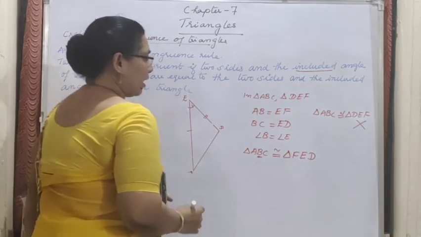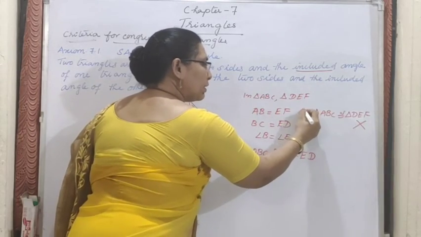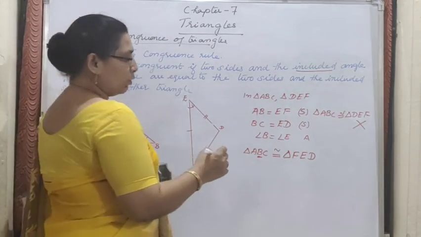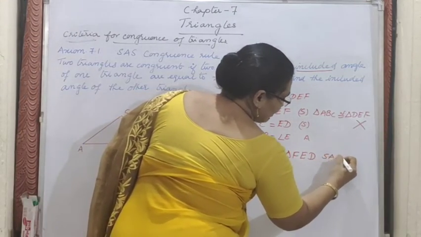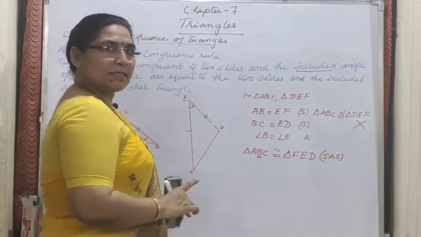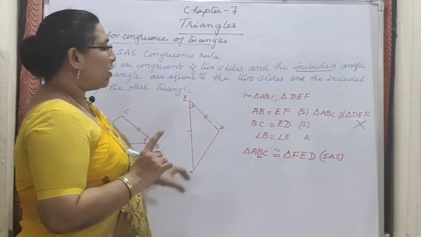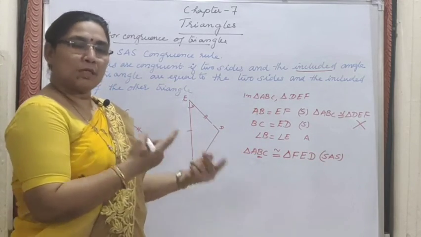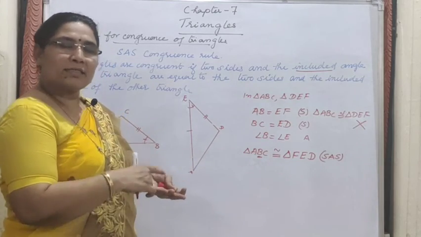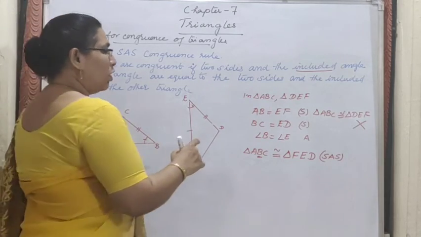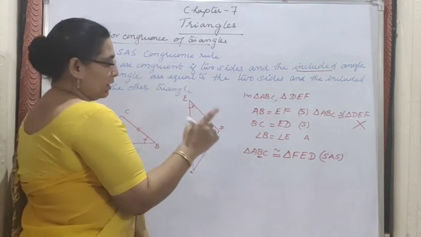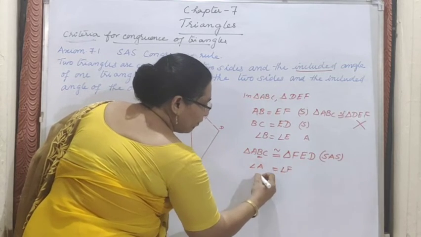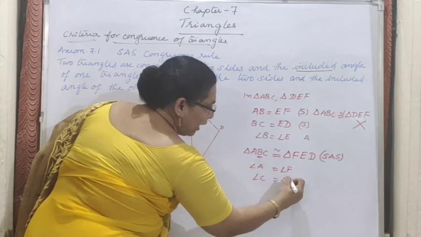Now which criteria have I used here? One side, the second side, and the angle. But the angle, when we are using it, should be the included angle. So it is SAS. After writing this SAS, by checking only these three steps, we can decide that the triangles are congruent. So what is the meaning of this? The remaining angles and remaining sides are also equal. What are the remaining angles? Only B we have considered. So I can write angle A equal to angle F. Angle C is equal to angle D.